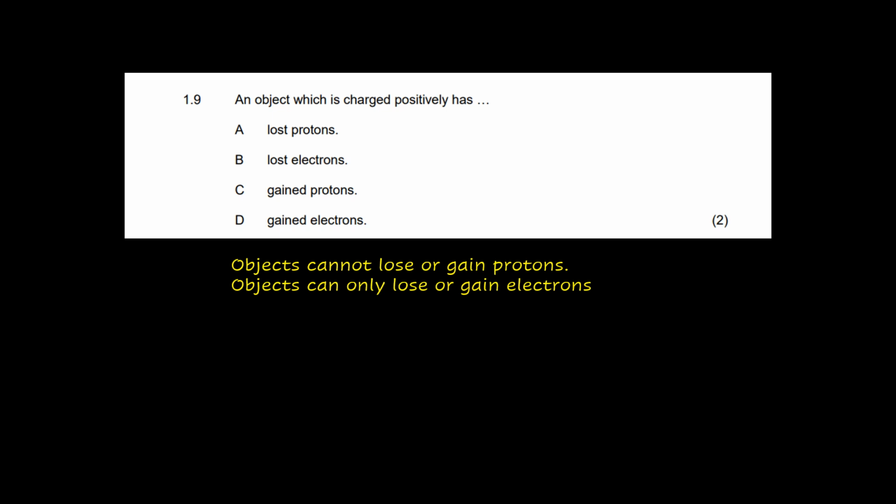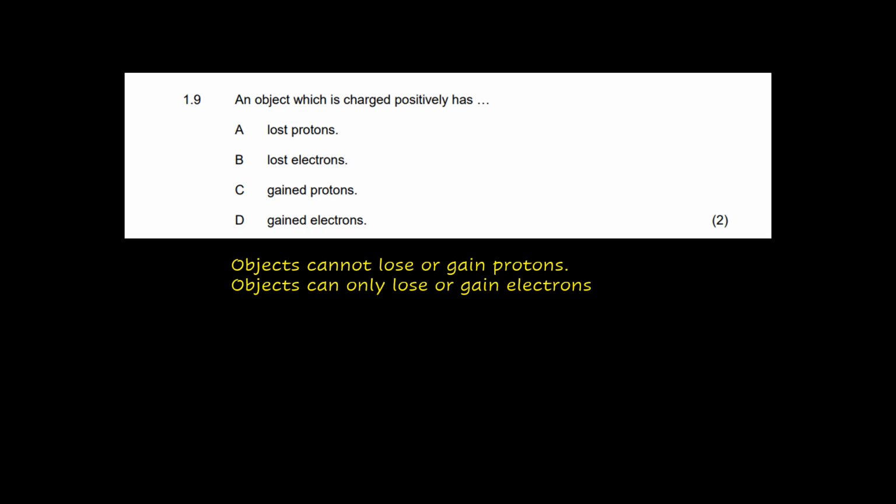An object loses electrons when the object transfers its electrons to another object during a physical process such as touching or rubbing. An object gains electrons when electrons are transferred to the object by another object during a physical process such as touching or rubbing.